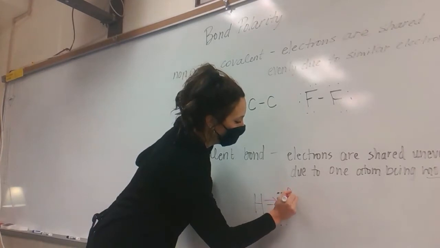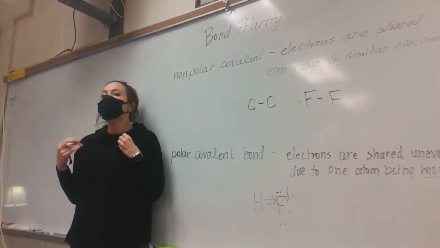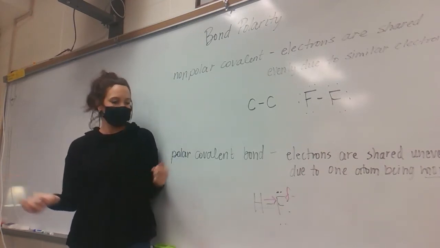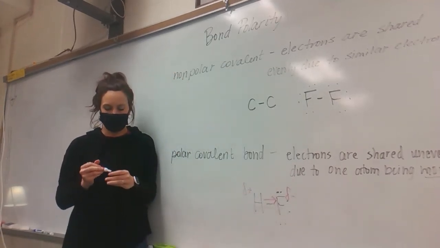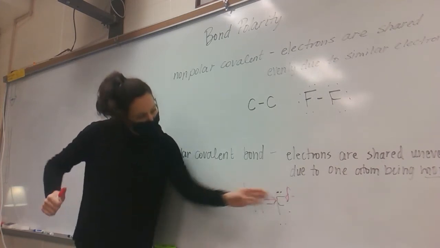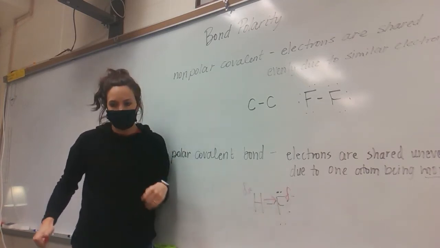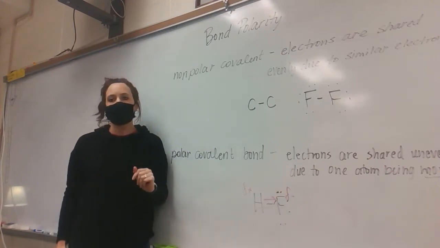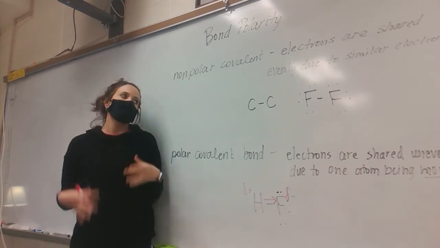So we call this a partial negative. This is the Greek letter sigma. It means partially. It's not completely negative. It's just a little bit negative, kind of negative. And this is partially lost one, so it's a partial positive. The arrow always points toward the one that's more electronegative, and it always points toward the negative. This becomes a little bit negative. This becomes a little bit positive. That's a polar bond.